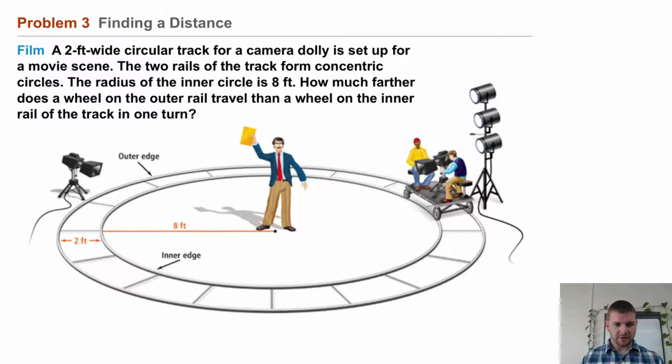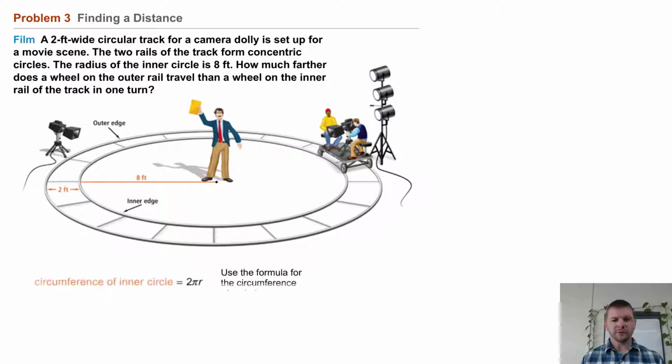Concentric circles. The inner circle looks to have a radius of 8 feet, and the outer circle, well, 8 feet plus 2 additional feet, so a 10-foot radius. Well, first we'll find the circumference of the inner circle, 2 times pi times the radius. For us, the radius is 8, so 2 times pi times 8, or 16 pi.